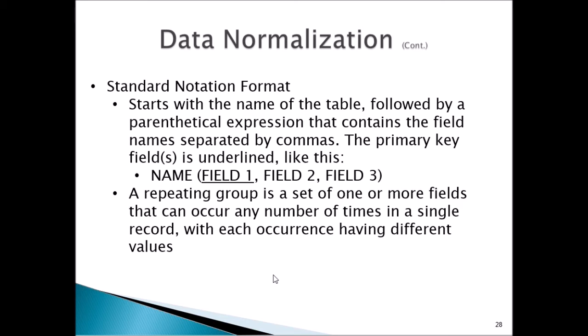However, in different parts of the country, different parts of the world, addresses might be 4-line addresses or 5-line addresses. So that is something to keep in mind. So a repeating group is a set of 1 or more fields that can occur any number of times in a single record, with each occurrence having a different value. So for example, address line 1 being 125 Main Street, and line 2 being apartment 605, let's say. So you could also have more address lines there, like I said, depending on the country, depending on different areas, how addresses are written.